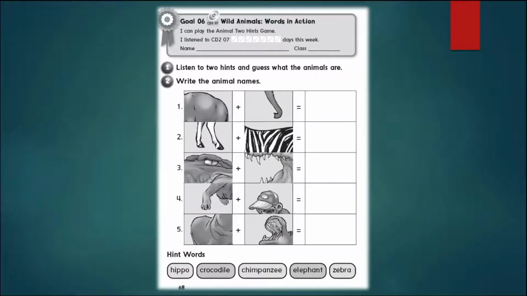Also, we have to write down the names of these animals. So the first one is elephant, so we're going to say it's an elephant, and so on, guys. So easy, okay?